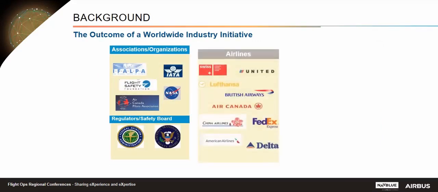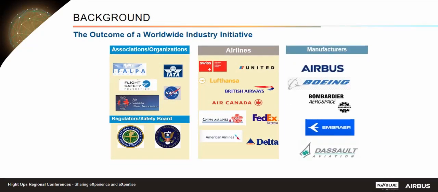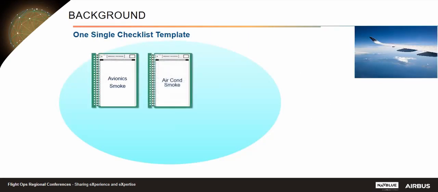Maybe you remember that our smoke procedure comes from an industry initiative that was created after some significant events and was gathering some associations, some airlines, and also the main manufacturers worldwide. And our procedure is the outcome of a huge work that has started early in 2005. The aim of this initiative was to provide the flight crew and the cabin crew with some procedure that will allow managing safely all the in-flight fire, smoke and fumes, and also to agree on a common template. So this is what we have done.